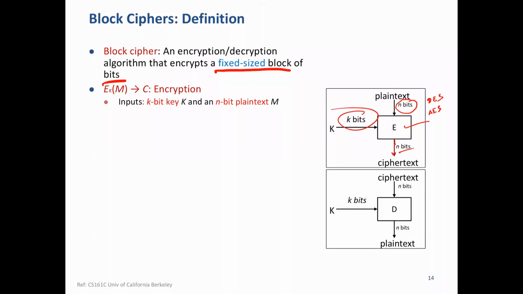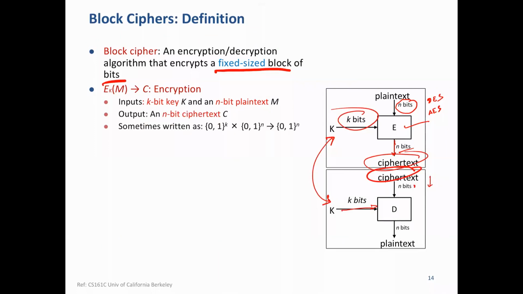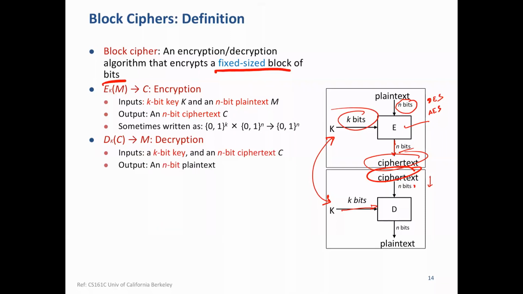So this is a block of n bits, and then we get output also of n bits. And similarly, we do decryption. We have the ciphertext that we have received as n bits, and then use the same key of k bits and decrypt, and we get the plain text. Okay, all right. So this is how we define it. So please go through it.